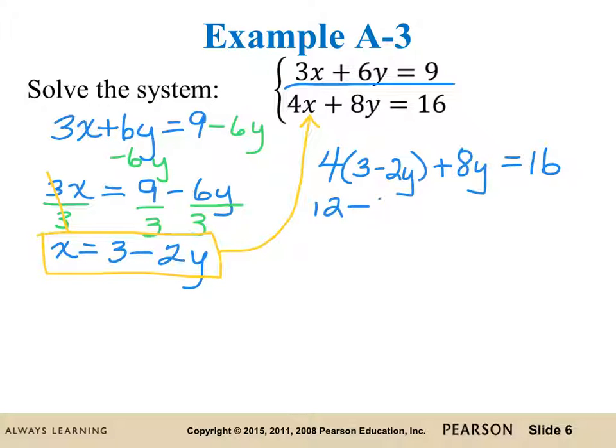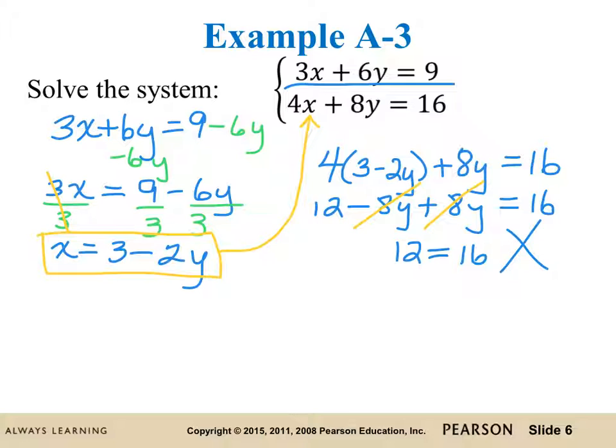4 times 3 is 12. 4 times negative 2y is negative 8y, plus 8y equals 16. But since negative 8y and positive 8y cancel out, this brings me to the ridiculous statement that 12 is equal to 16. That's not true.